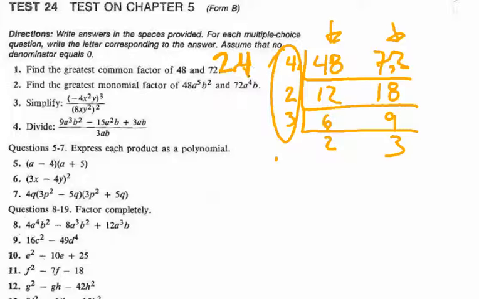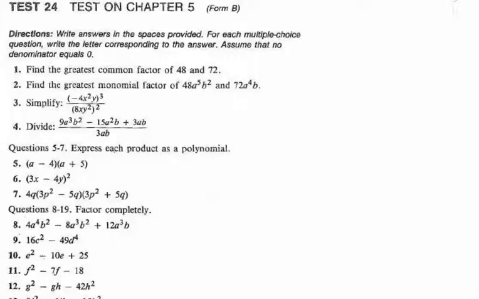Now, if I look at the next problem, I again have my 48 and my 72. So I know that 24 goes into both of them. And then I have a to the 4th and a to the 5th. Well, a to the 4th is smaller than a to the 5th. Well, it has fewer a's. And so a to the 4th is going to go into both of them. Looking at my b's, the lowest degree of b is going to be b to the 1st. And so there's my greatest common monomial.